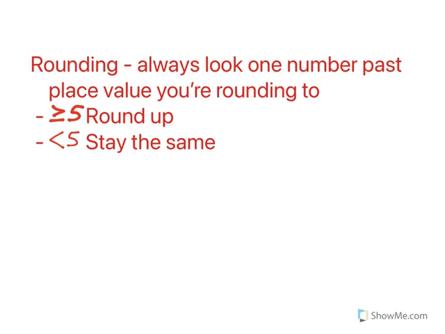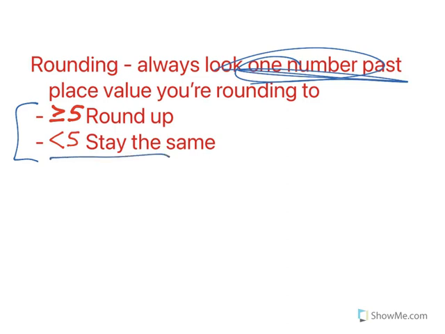And when we round, we always look one number past the place value you want to round to. And then don't forget your rounding rules. If the number that we're looking at is 5 or greater, we round up. If it's less than 5, we stay the same. Some people say round down, but really the number just stays the same.